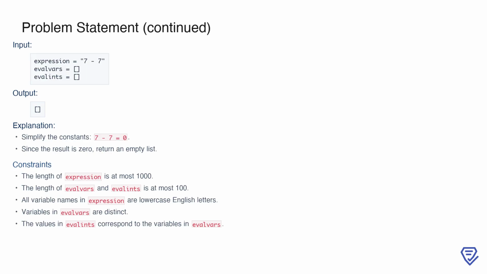In the third example, the input expression is simply 7 minus 7, and again no variable replacements are provided. Simplifying this expression results in a constant value of 0. Since the final result is 0, the output is an empty list. This example demonstrates how the problem handles cases where there are no remaining terms to include in the output.